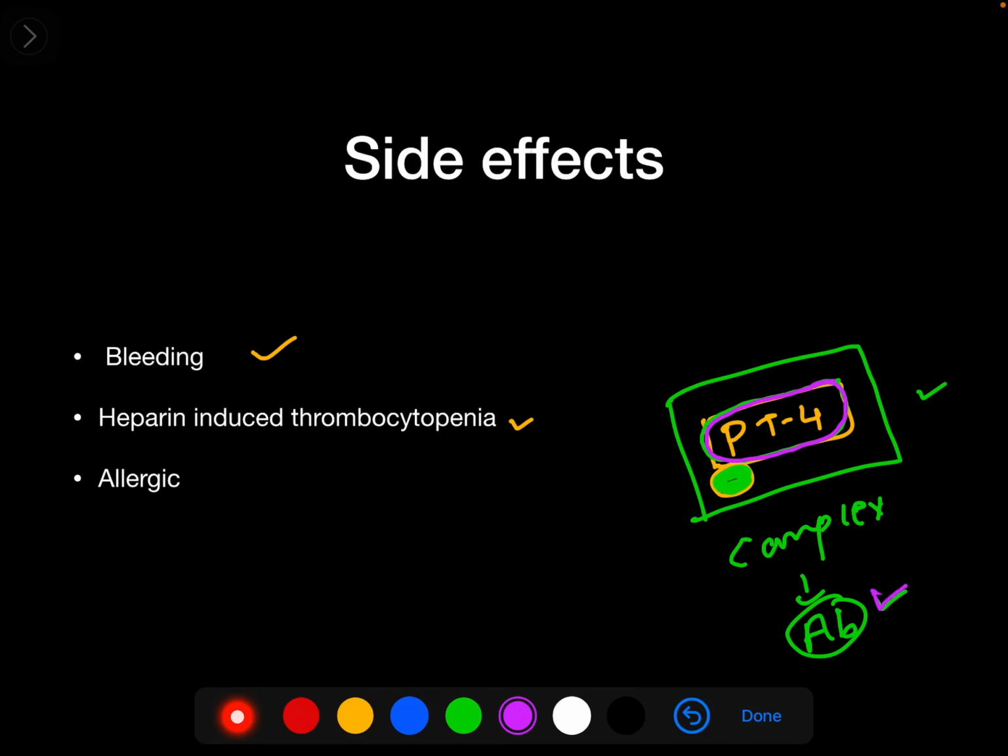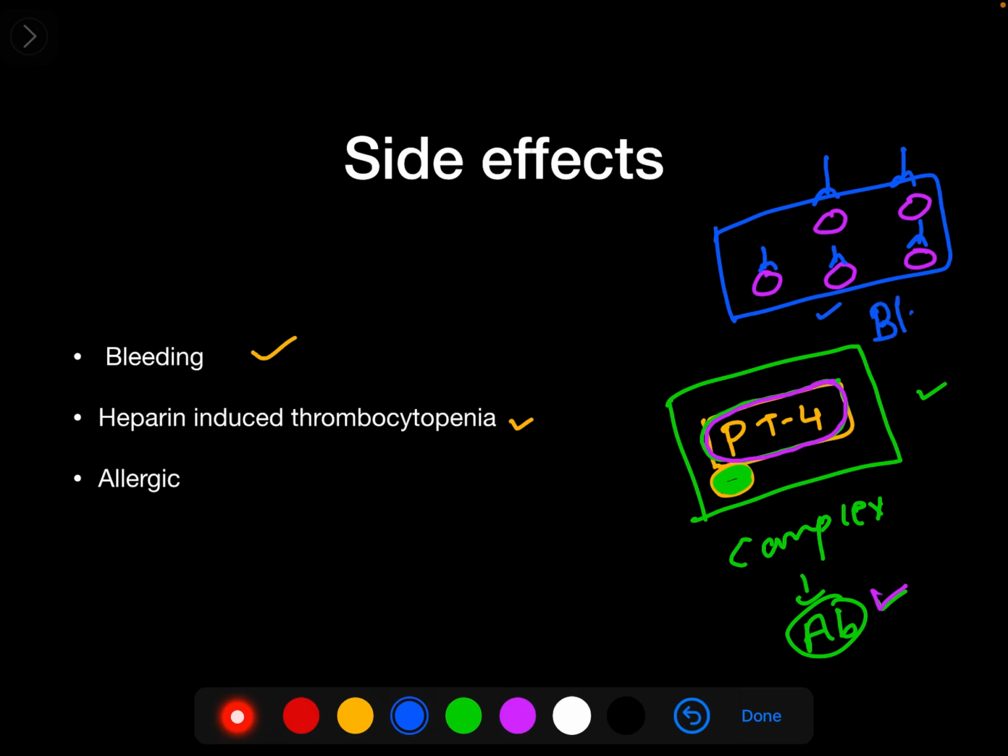Now antibodies will form against this. These are the platelets that are flowing freely in our blood. Now this antibody will go and bind to this platelet factor 4 site on the platelets and it will destroy all the platelets. And if you know that platelets are destroyed, what will happen? Bleeding, right?